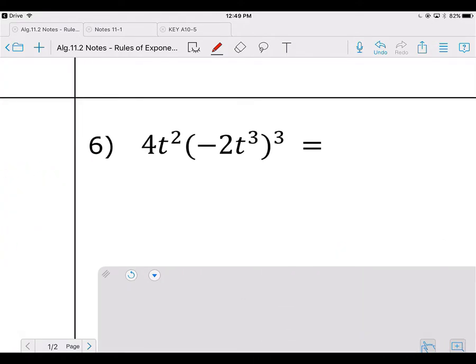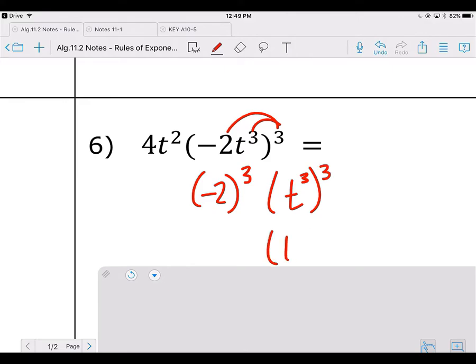So on 6, I'm going to get rid of these parentheses by distributing. Negative 2 gets a 3, and t cubed gets a 3. Note that it is not t gets a 3 and 3 gets a 3. T cubed is all one term. It all goes with the letter t, and that whole thing is being cubed.